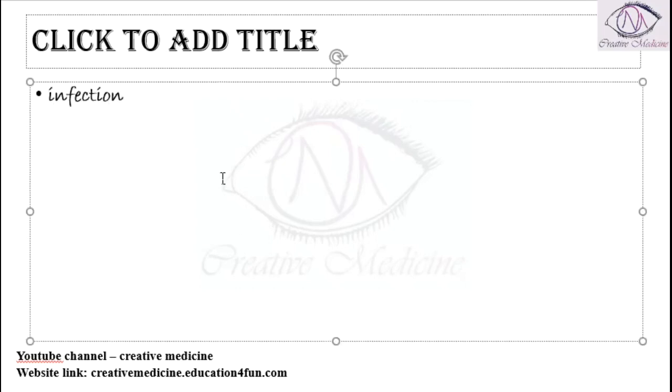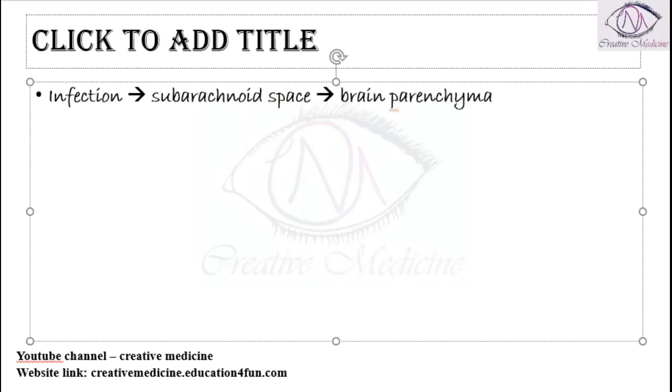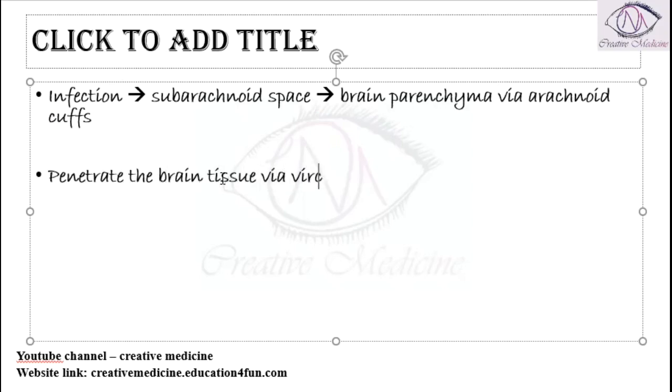Here in chronic meningitis, infection will spread mainly from the subarachnoid space to the brain parenchyma via the arachnoid cuffs. In the brain parenchyma, it will penetrate the brain tissue via the Virchow-Robin spaces, and thus it causes inflammation of the meninges, and when it spreads into the brain parenchyma, it will result in encephalitis.